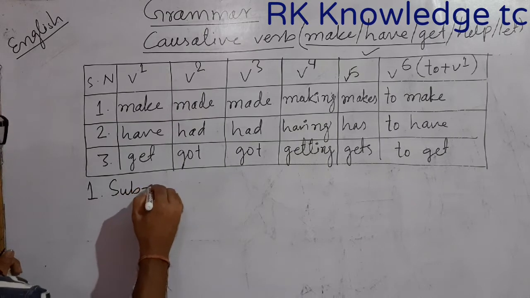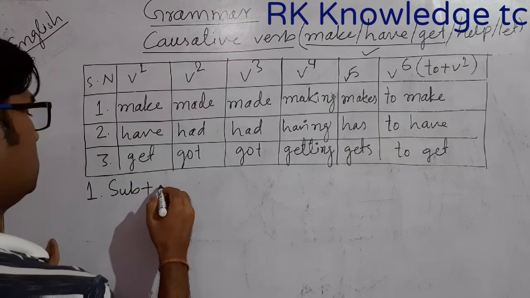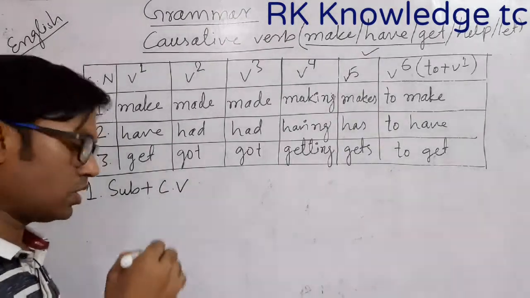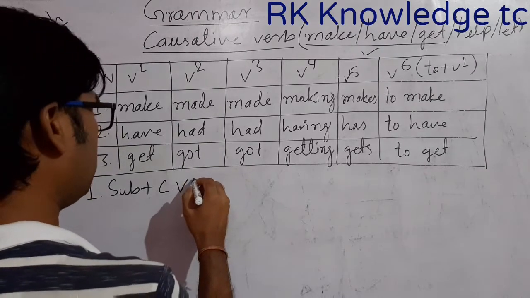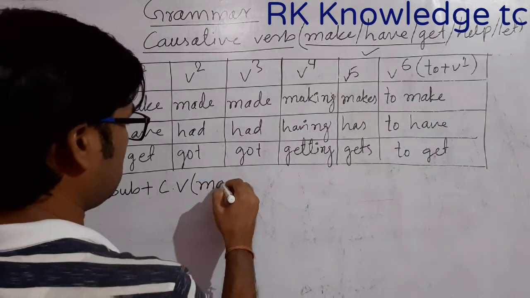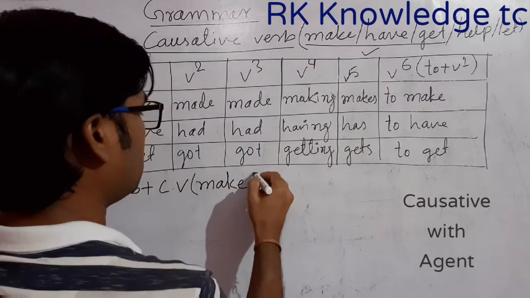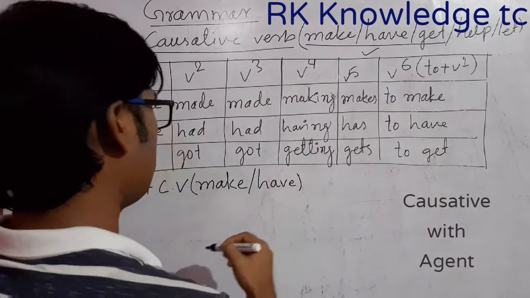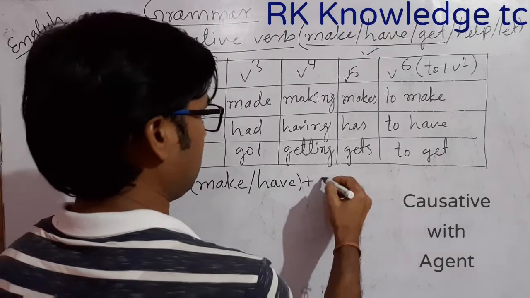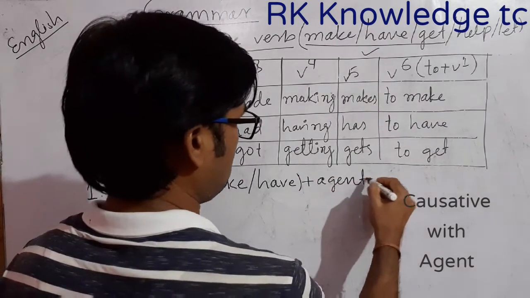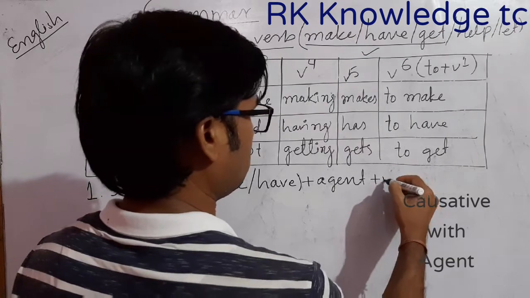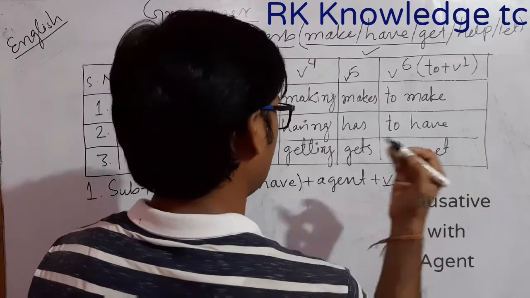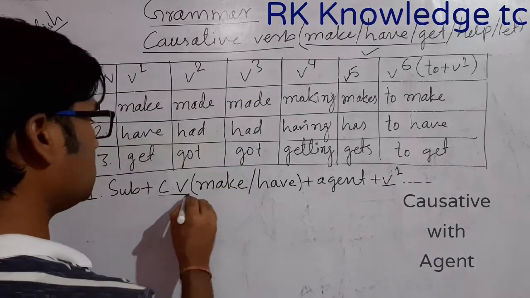Subject plus causative verb. CV means causative verb. We can say causative verb: make, have. And then after that, agent plus verb 1. We have to use verb 1. In other words, this is the causative verb.